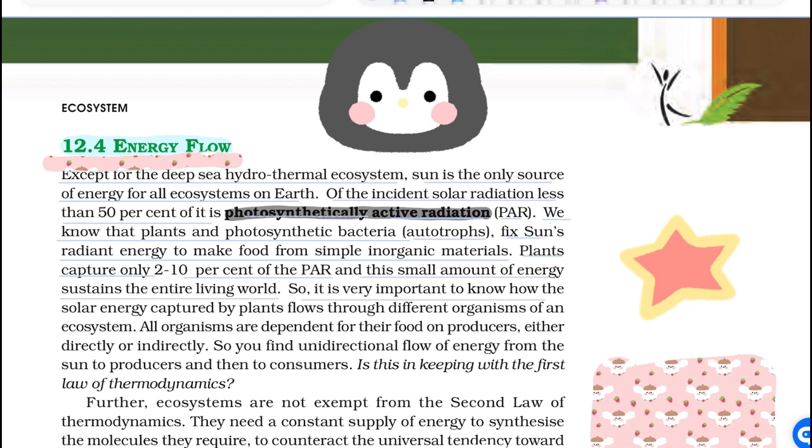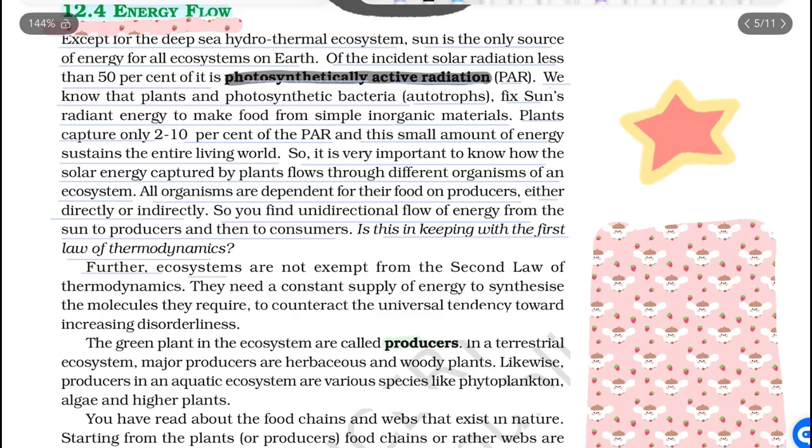So it is very important to know how the solar energy captured by plants flows through different organisms of an ecosystem. All organisms are dependent for their food on producers, either directly or indirectly. So you find unidirectional flow of energy from the sun to producers and then to consumers. Is this in keeping with the first law of thermodynamics? Further, ecosystems are not exempt from the second law of thermodynamics.